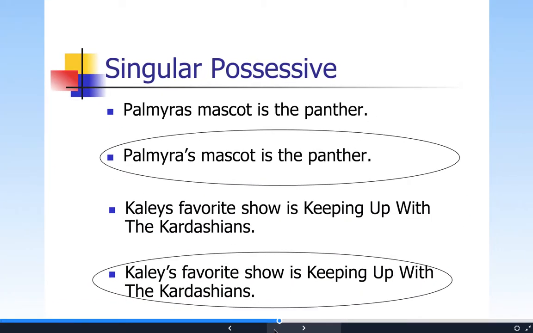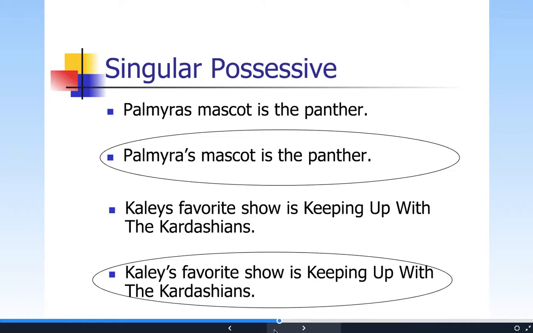Singular possessive. If you look at the two choices you have here, Palmyra's mascot is the panther. Of course, the second one is correct because it is showing possession, so we're putting that apostrophe with the S. Kaylee's favorite show is Keeping Up with the Kardashians. So we definitely want to make sure that we have that apostrophe with the S on there as well.